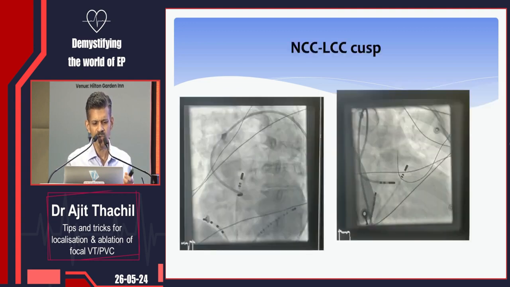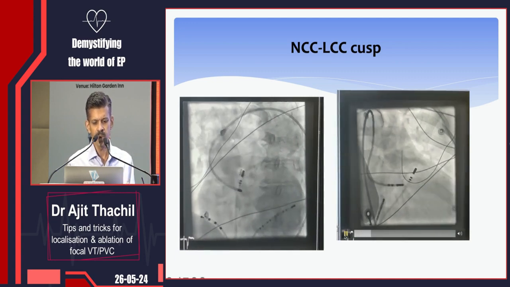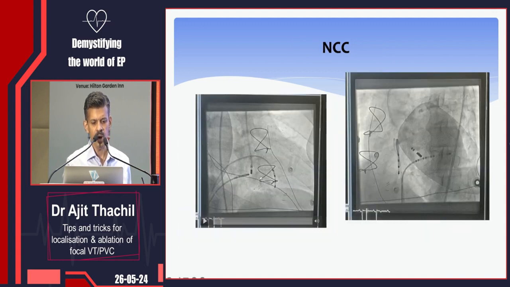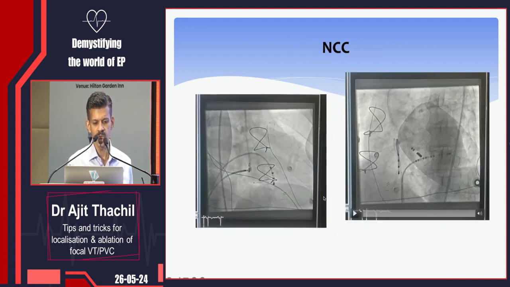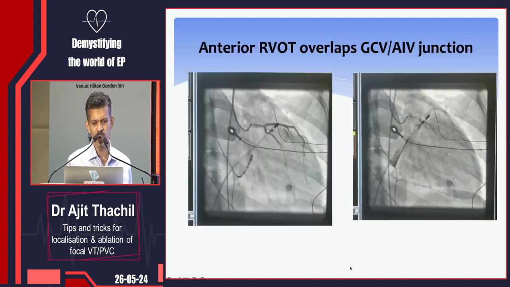So these are just some fluoroscopic correlates. If you look at the cusp between the non-coronary cusp and the left coronary cusp, the commissure between the two cusps, this is what your catheter would look like. And if you looked at the non-coronary cusp, that would be the really posterior cusp. This is what it will look like in RAO. This is what it will look like in LAO, just to give you an idea.